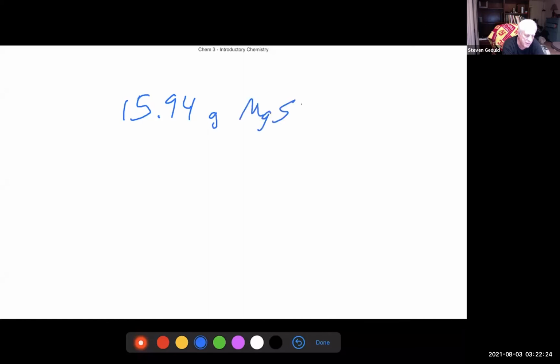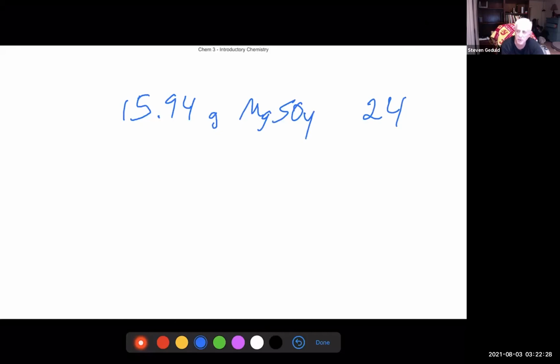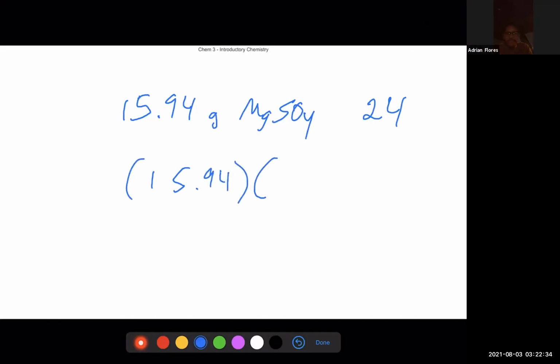So digits multiply. Now, when you're using exact numbers, like kids in a classroom, counting numbers, that is an exact number. So if we have 15.94, we measure out so every student gets 15.94 grams of magnesium sulfate, and there's 24 students in the class. How many grams do you have to measure out? So it's 15.94 times 24.